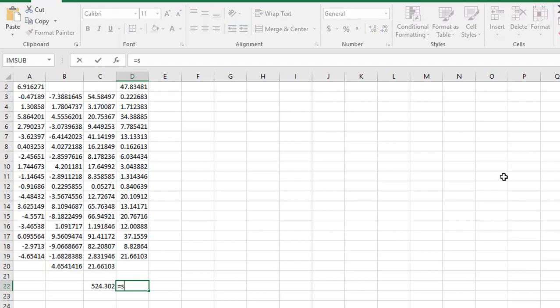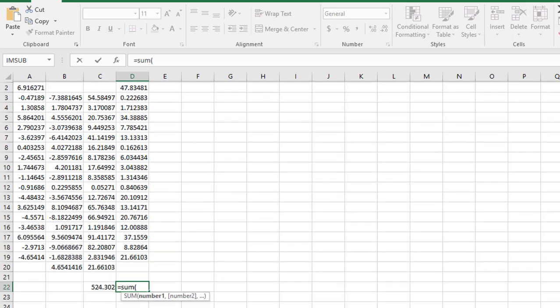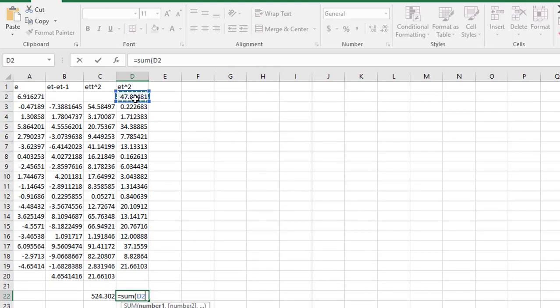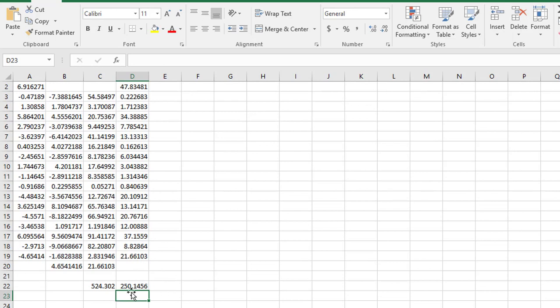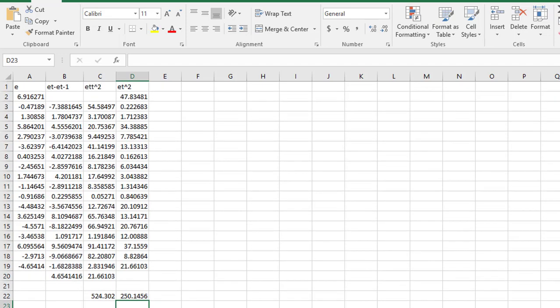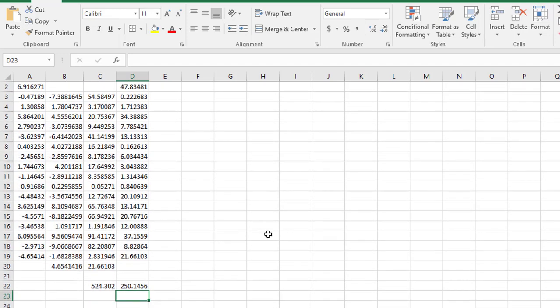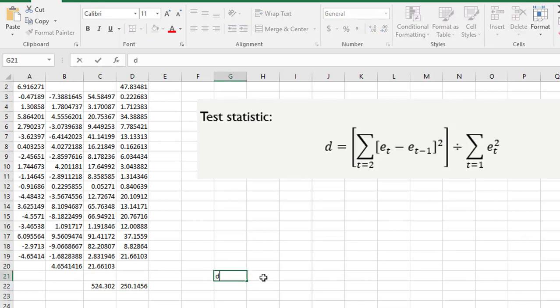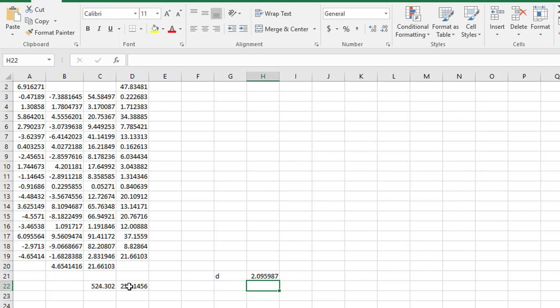squared is just equal the sum, bracket, this guy down to this guy, and enter. So here we have 250.1456. Now our test statistic D will be equal to this guy divided by this guy right here, and that will just be 2.095987. We can note that there's a small insignificant difference in the values where we calculated it in R.